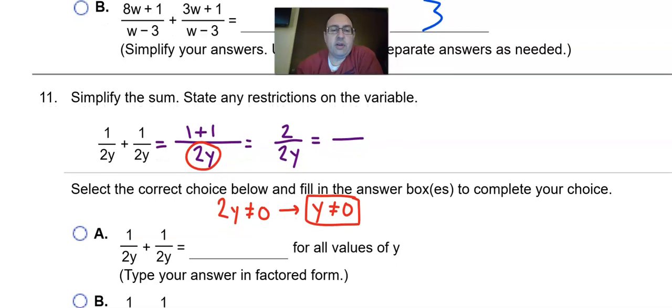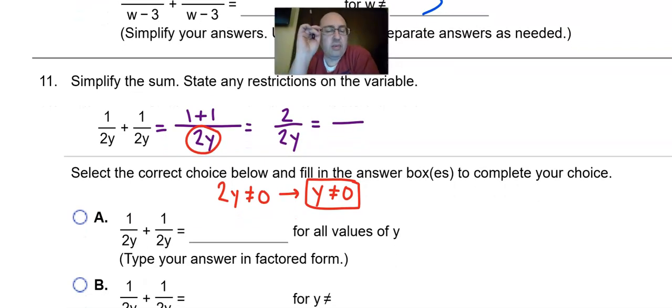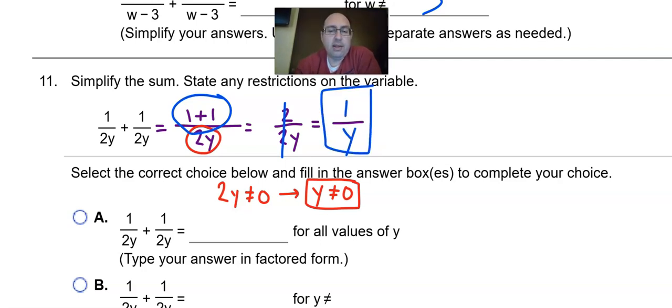Next question. It also has the same denominator, 2y. So we add the numerators together: 1 plus 1 is 2. This one, however, simplifies. 2 divided by 2 is 1. Therefore, we have the answer 1 over y. And remember, when you set the factors in the denominator not equal to 0 and solve, that's your restriction. We couldn't put a 0 in there if we wanted to. That would have caused a huge problem.